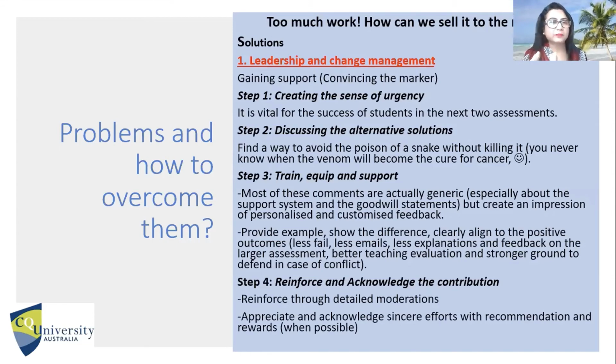So the first thing I used was the change management approach, starting with leadership and change management. Gaining support was the most important issue. First of all, I tried to create a sense of urgency by providing them evidence that students are doing badly, and then they have 20 different emails at the end of the semester complaining about that marker or asking for more explanations. You have to give that explanation anyway, eventually. So why not give it first?